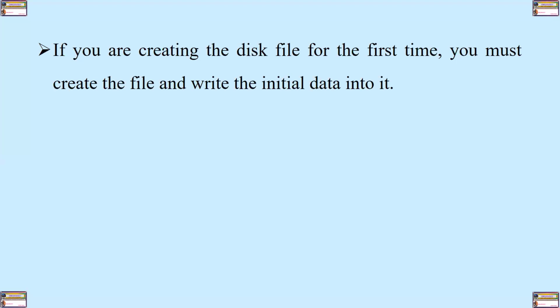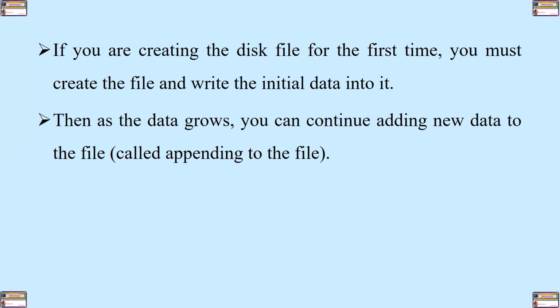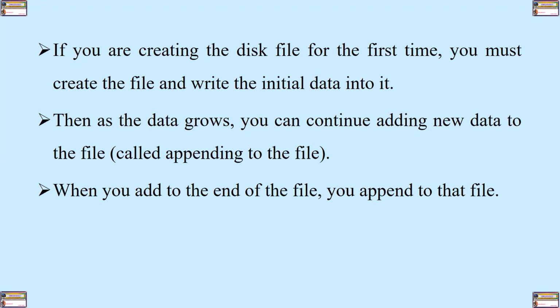If you are creating the disk file for the first time, you must create the file and then write data into it. In other words, you have to create the file first and then proceed to write the initial data into it. Then as the data grows, you can continue adding new data to the file. We call that appending to the file. That is adding more records to the existing records in the file. When you add to the end of the file, you append to that file.